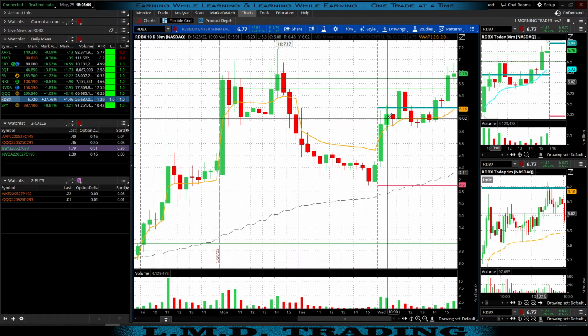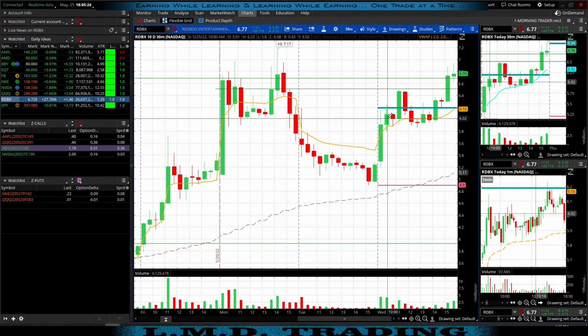But I'm going to highlight this candle. And if you look up at the top, just below the blue banner up there, you'll see that the open for that candle was 5.91. The high for that candle was 6.23. The low was 5.80 and the close was 6.08. And the candle had a range of 43 cents.